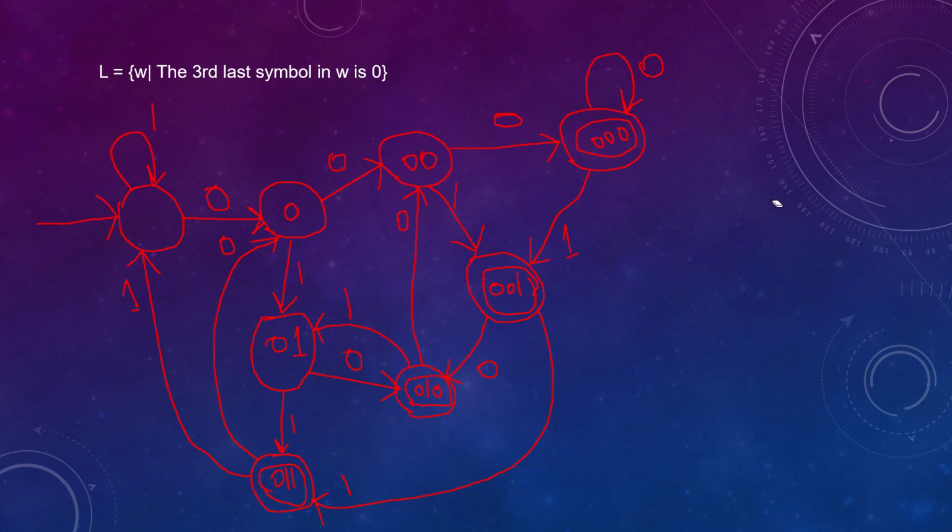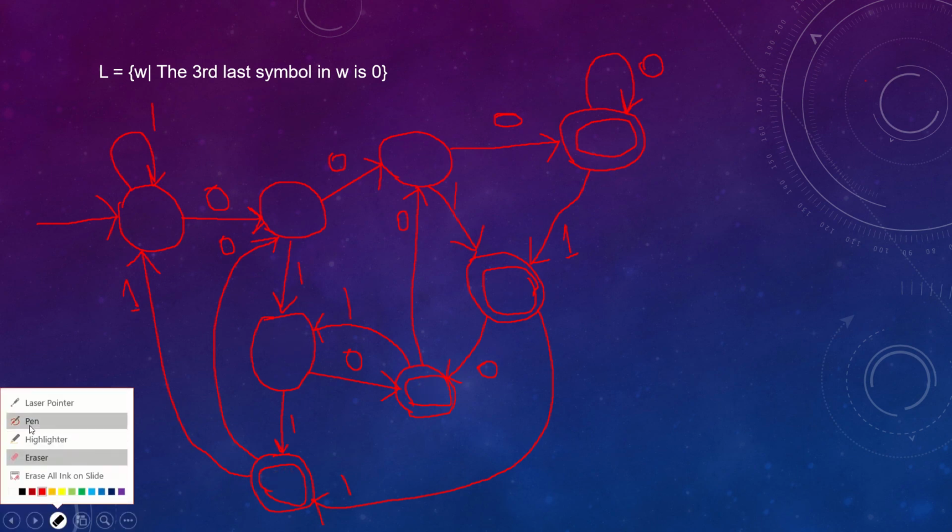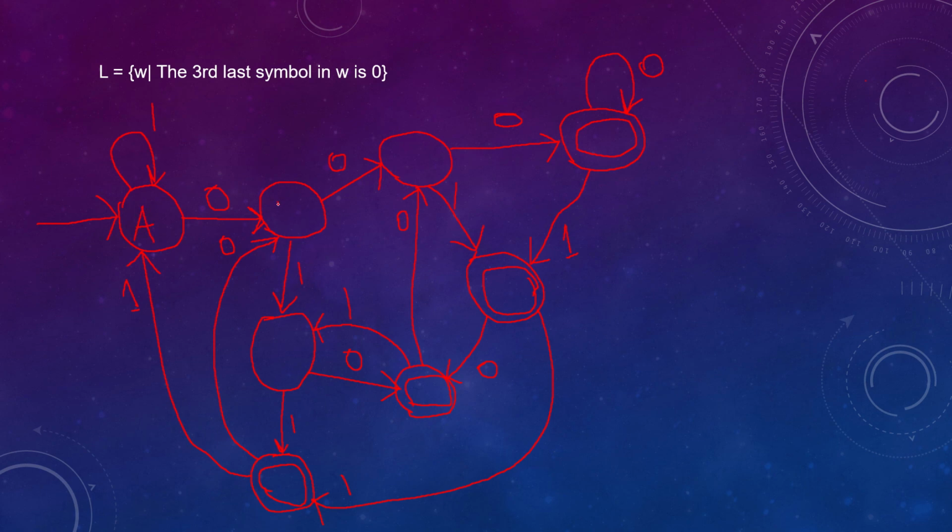Now let's give these states a name. So A, B, C, D, E, F, G, H. So these are our states, and also remember that in this language the alphabet was 0 and 1.